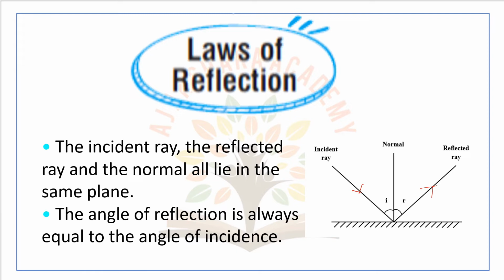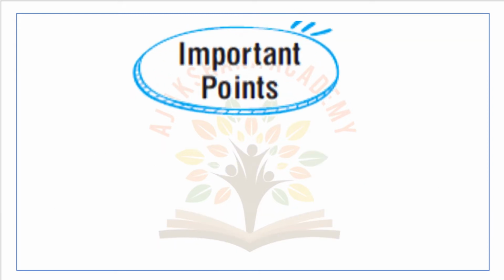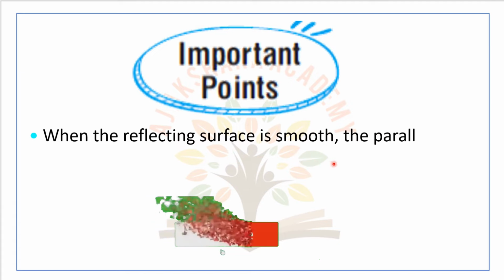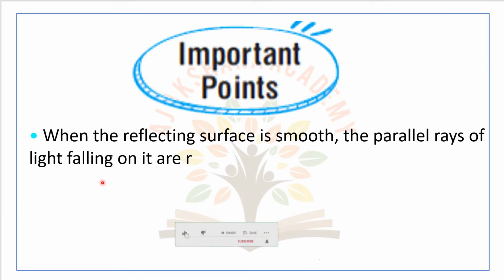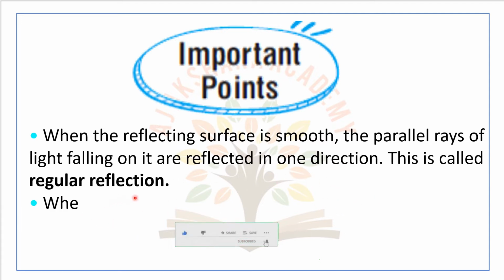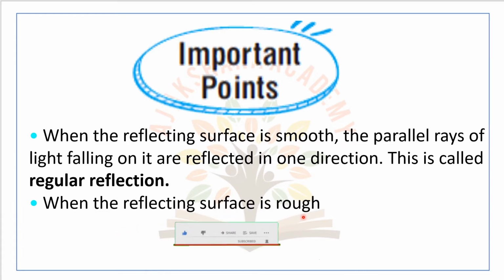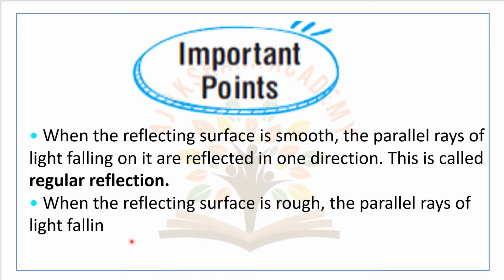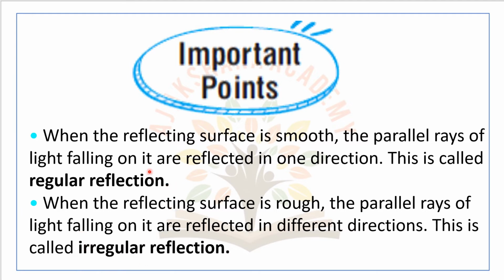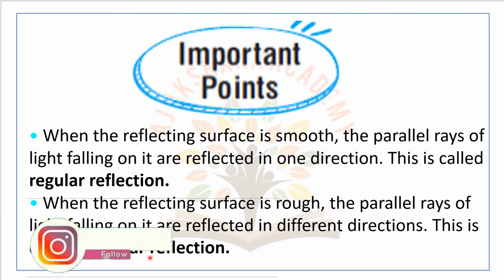Okay. Next, let us discuss important points. When the reflecting surface is smooth, the parallel rays of light falling on it are reflected in one direction. This is called a regular reflection. When the reflecting surface is rough, the parallel rays of light falling on it are reflected in different directions. So, this is called irregular reflection. These are the types of reflection. One is regular reflection, the other is irregular reflection.